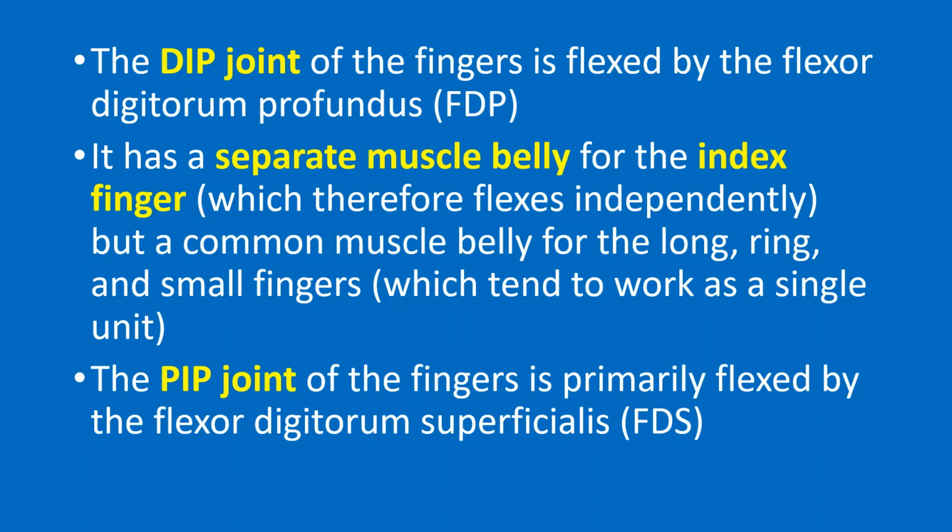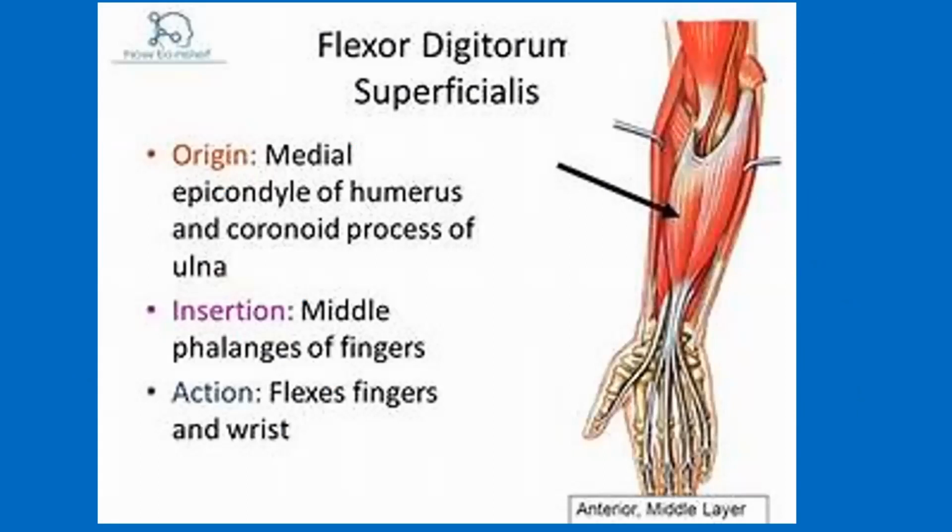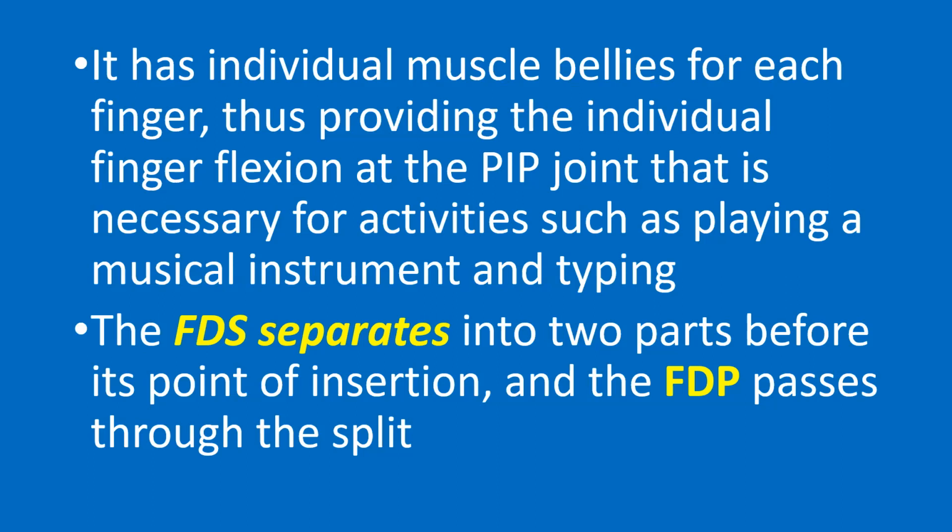The PIP joint, or the proximal interphalangeal joint of the fingers, is primarily flexed by the flexor digitorum superficialis. This shows you the flexor digitorum superficialis as it arises from the epicondyle of the humerus and the coronoid process of the ulna. It has individual muscle bellies for each finger, thus providing the individual finger flexion at the PIP joint that is necessary for activities such as playing a musical instrument and typing.